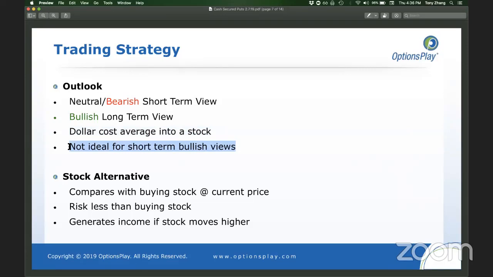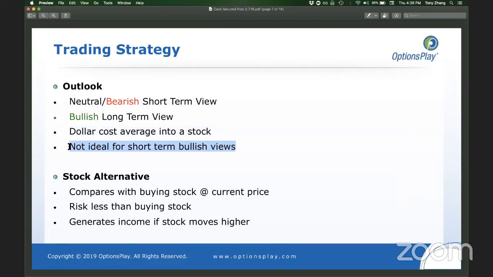So if you feel that Apple is going to continue moving higher in the short term and you want to capture that, this is not a strategy that you want to deploy. You may be better off simply placing a market order and buying the stock at the current price if you have that short-term bullish view.